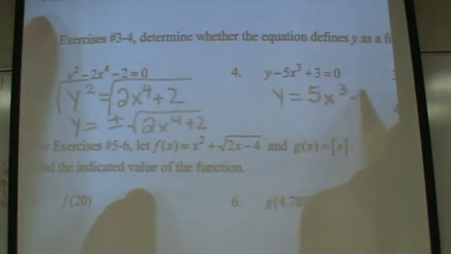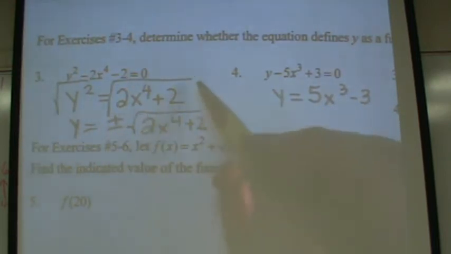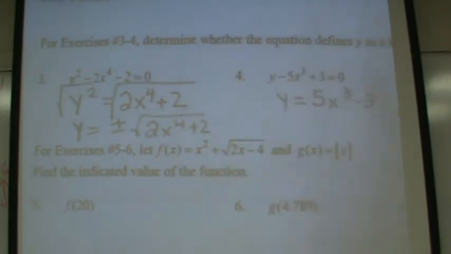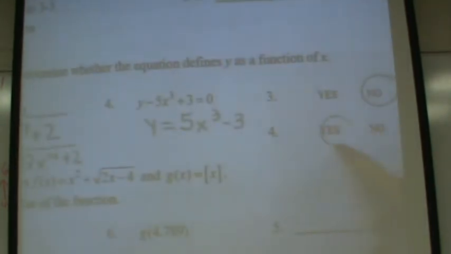So, how did we remember this? If y is an even power, it's not going to be a function. If it's odd, it's going to be a function, it's unique. So this one was no and yes.